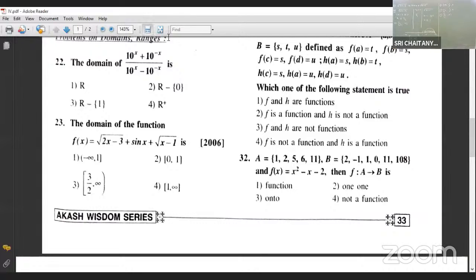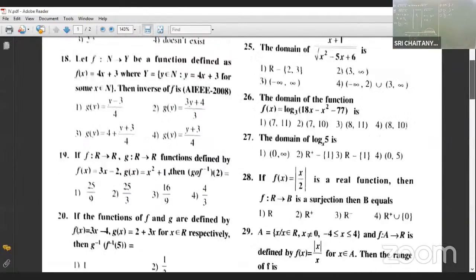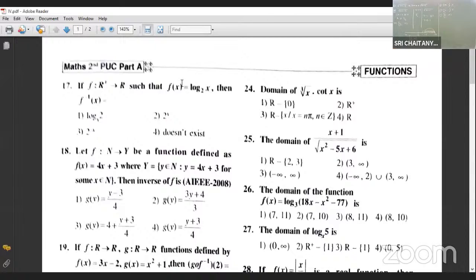Yes, copy that one. See problem number 24 on the screen. The domain of cube root of x into cot x is given to you. I hope you are observing that one.